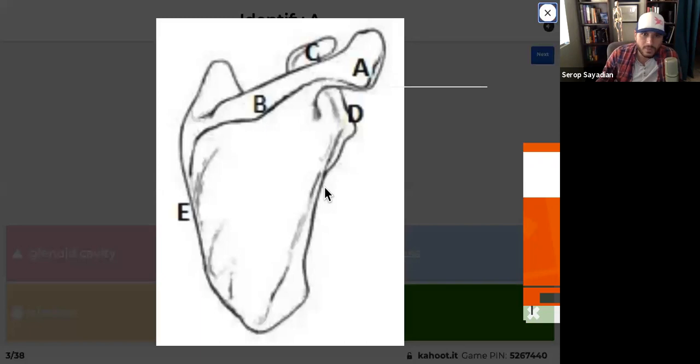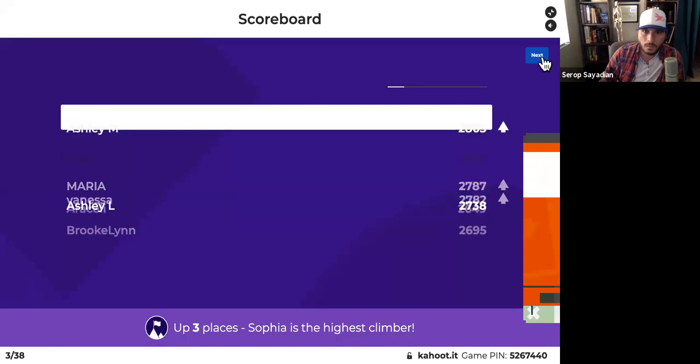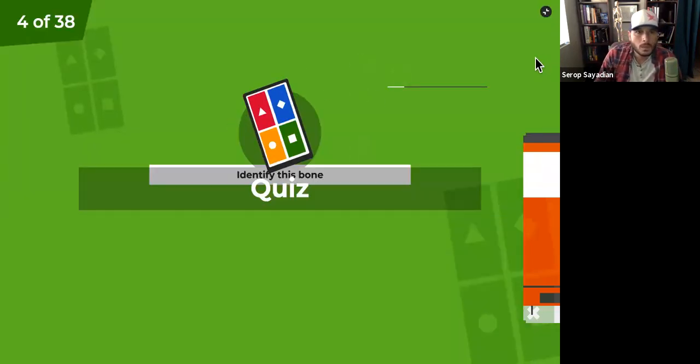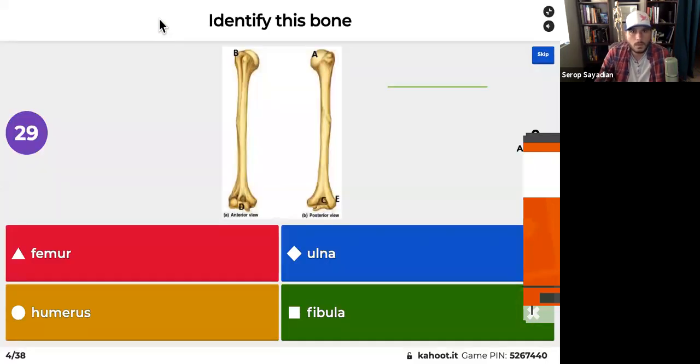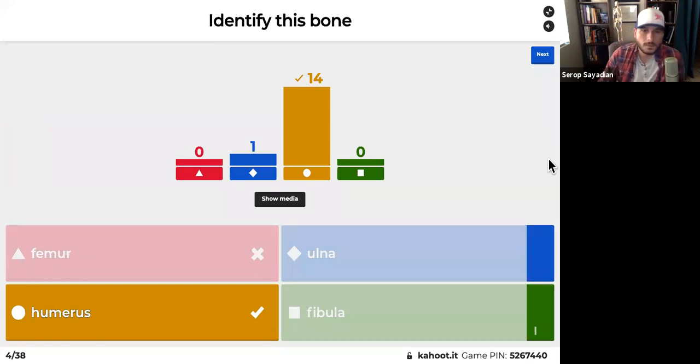Nice job. That is the acromion. Remember, when you follow the spine all the way to the tip, the acromion articulates, makes a joint with the clavicle called the AC joint, or acromioclavicular joint. Nice job. That's the upper arm bone, the humerus.